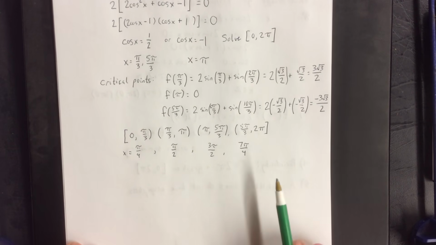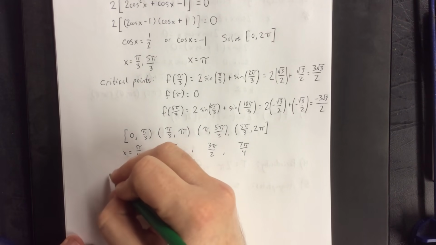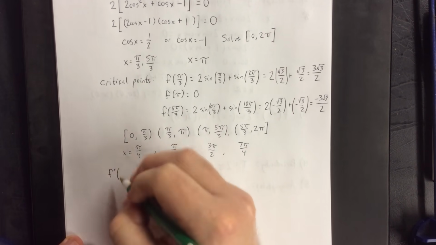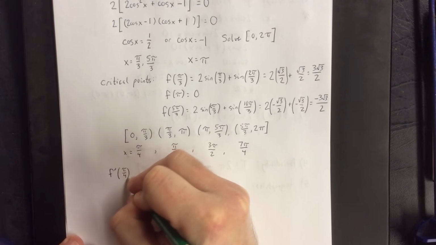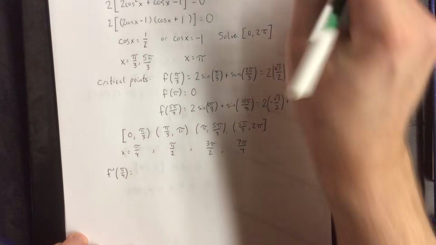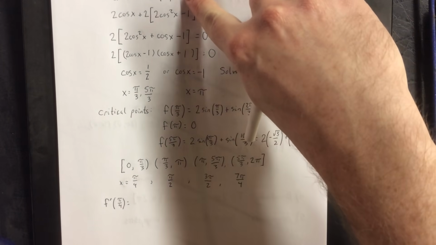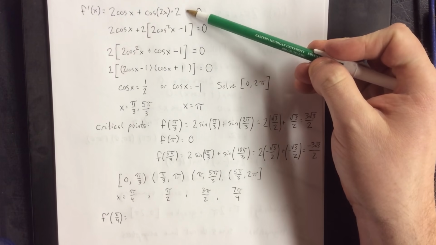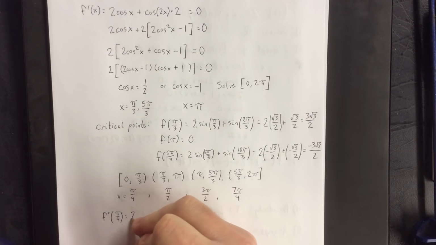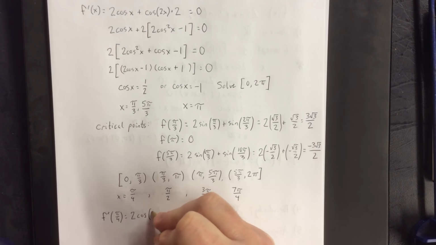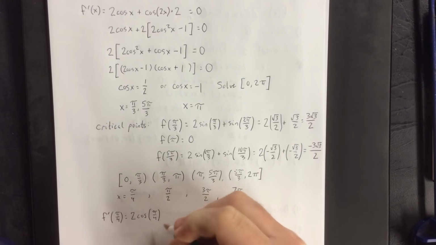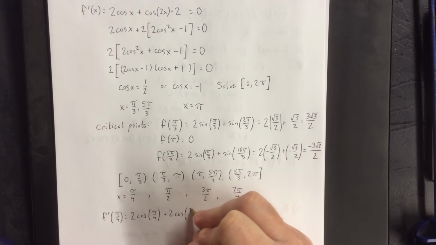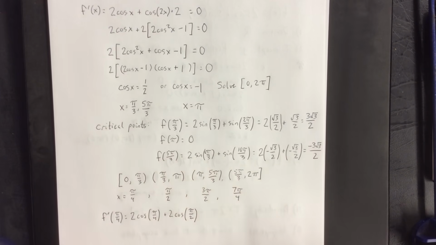Now, I want to figure out intervals of increase and decrease, so I'm going to be plugging these into the first derivative, f prime of, we'll start with pi over 4. So I'll be plugging it into, let's use this form of the first derivative. Sorry, casting a shadow on it. We'll use this form of the first derivative. So 2 times the cosine of the given angle plus 2 times the cosine of double that angle. Double the pi over 4 and we get pi over 2.